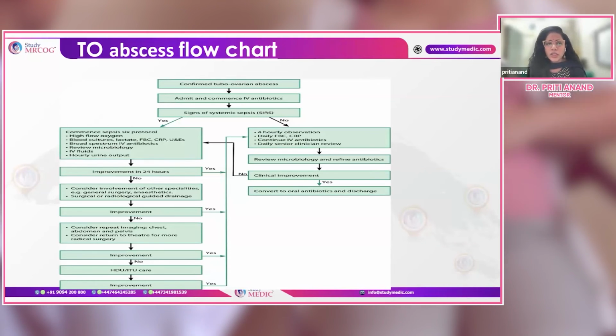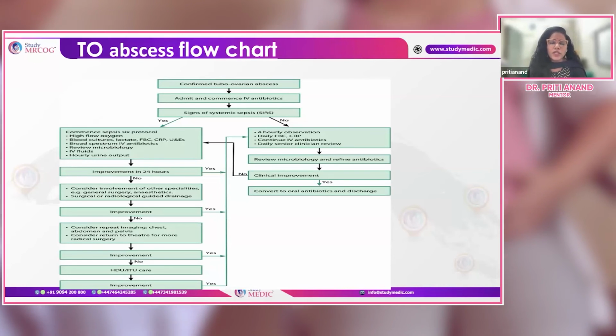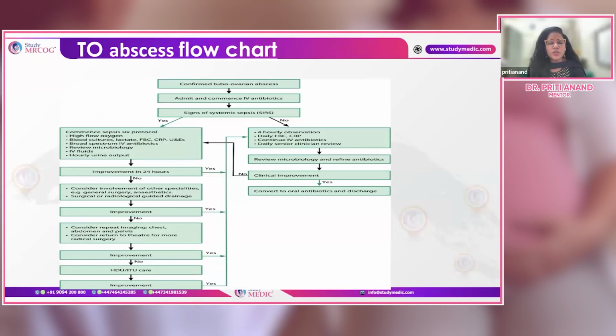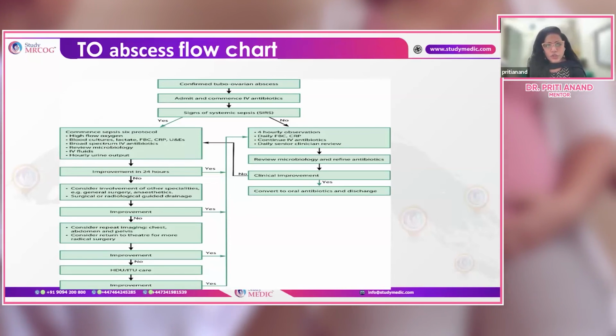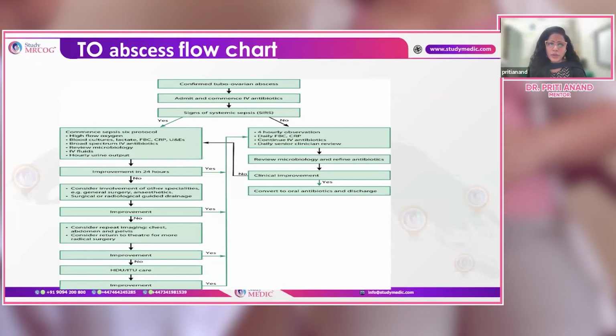Okay, so the sepsis bundle is high flow oxygen, blood cultures, as well as blood for lactate, FBC, CRP, urea and electrolytes should be taken. Broad spectrum antibiotics given, review the microbiology, and if required, change them. IV fluids and urine output should be monitored.